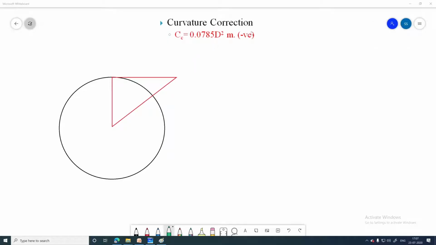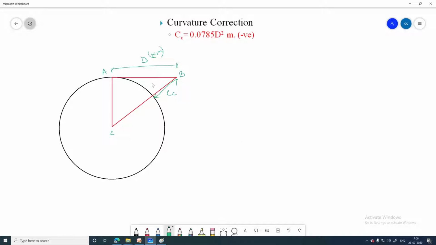So if you need to prove the value of the curvature correction, that is 0.0785 d square meter. This one is the d, this particular distance that we get at the time of measurement. So this is d and d is in kilometer. Okay, the curvature correction value is this one. This is c suffix c, and you assume this is the center of the earth, that is c, and consider this one as a and this one as b.